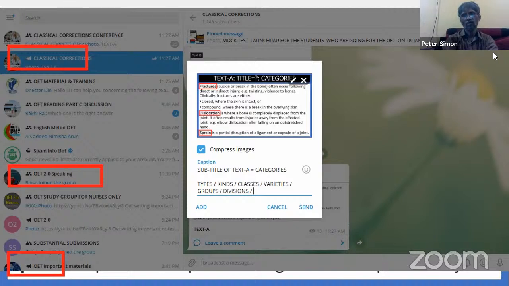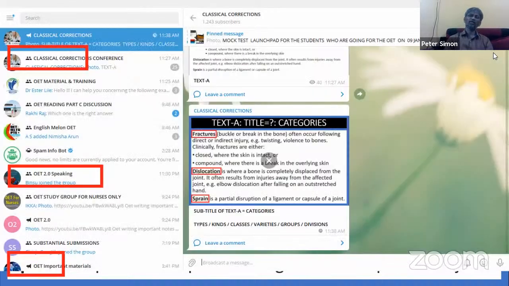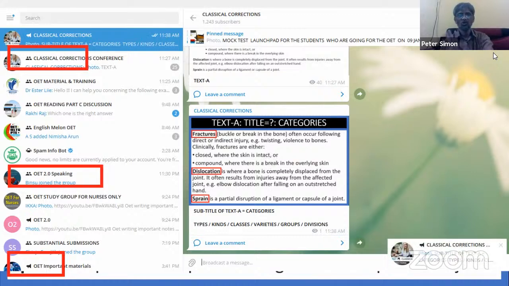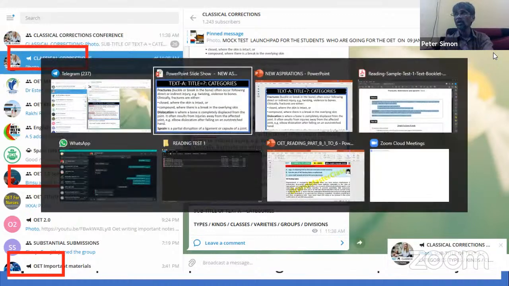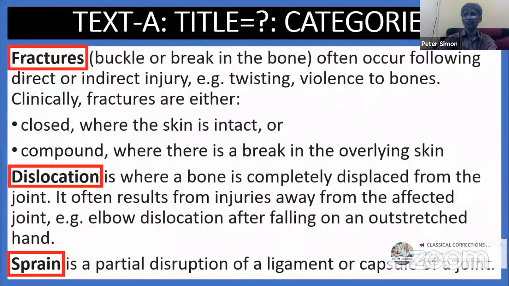Okay, so these are some. Now, any title you can give, you can say types, or kinds, classes, varieties, groups, or divisions. So don't hurry, please. One day you concentrate, and everything will be fine. So it will be very easy for you.